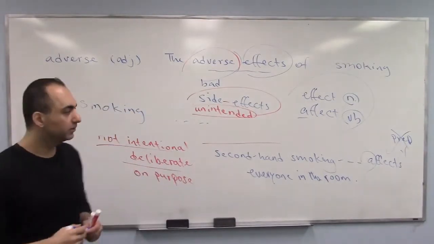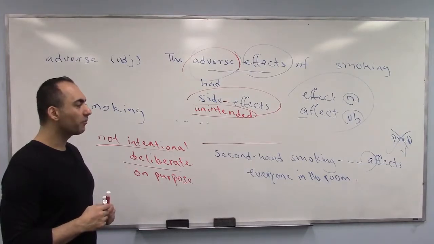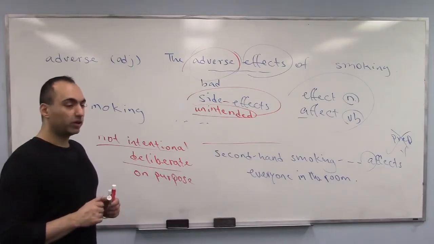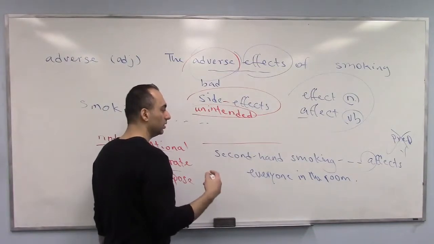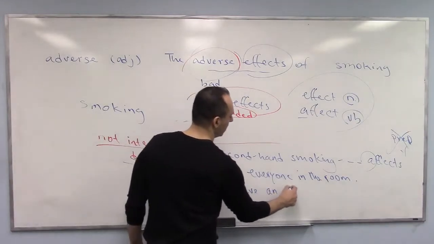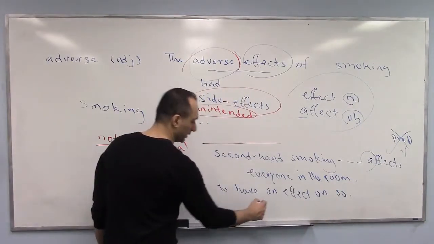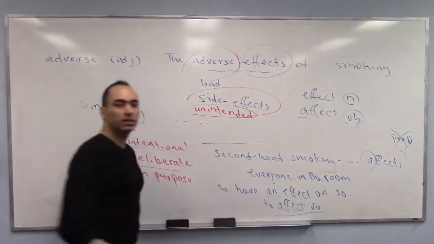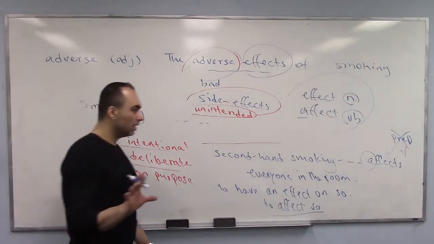Affect on me. But it has effect on me, right? But that's the point. That's a very good point. But does it have any effects on? To have an effect on someone. But to affect someone. It has no effect on me. It will not affect you.